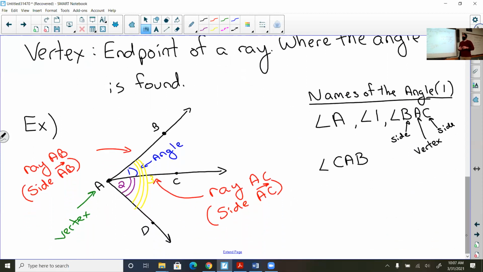Where those rays meet and the angle is formed, we have now generated a vertex. The vertex is our angle. That's where the angle is found. If we find that we have more than one angle at one vertex, then we have to get more technical with the name. The name will be the angle symbol, a point that is found on the side, the point that is the vertex, and then another point that's found on the other side. So we know that we're going from B to A to C.